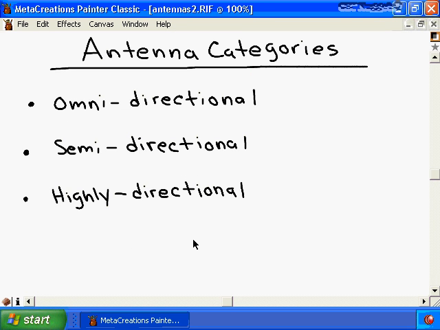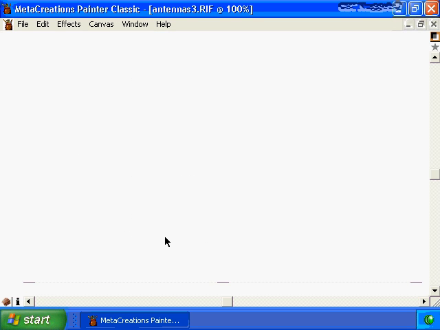Now there are three general categories of antennas that are used within a wireless LAN: omnidirectional, semi-directional, and highly directional. Let's learn more about these different antenna categories. First, starting with omnidirectional. And first off, what is an omnidirectional antenna? Well, to learn about that, let's bring up another whiteboard.